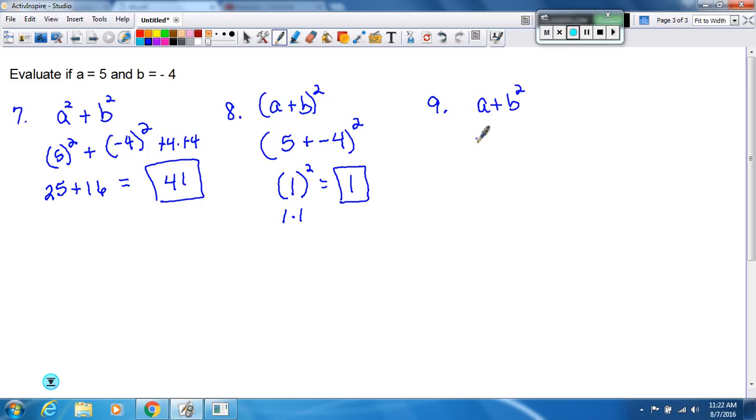This next one, we've got 5 plus a negative 4. Remember, if there's exponents, you have to put whatever you're plugging in parentheses. So this is 5 plus, okay, negative 4 times negative 4. A negative times a negative cancel out. 4 times 4 is 16. 5 plus 16 is 21. The answer to number 9 is 21.